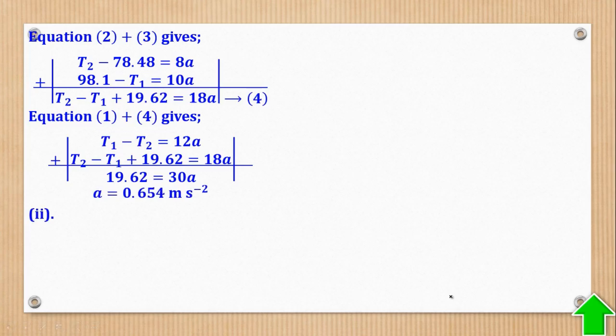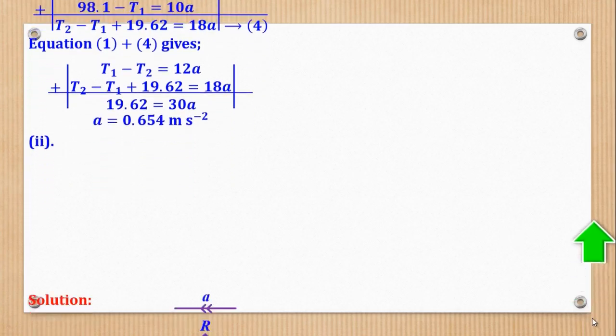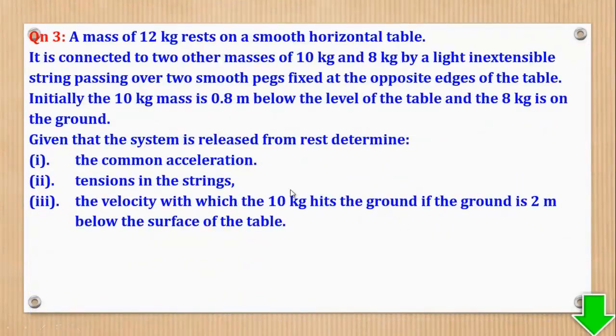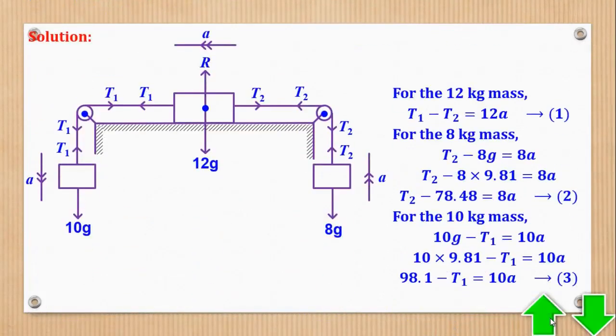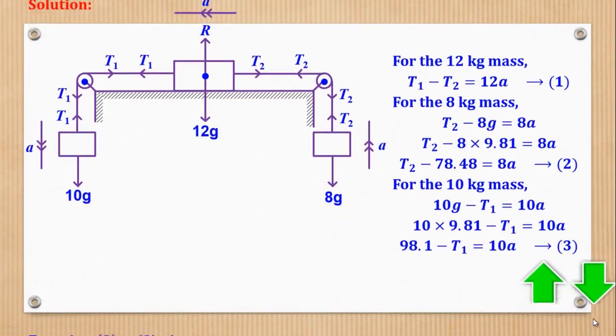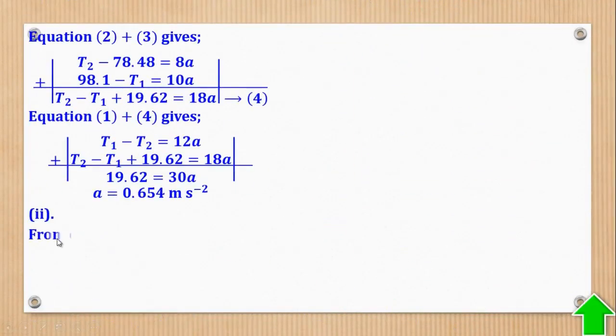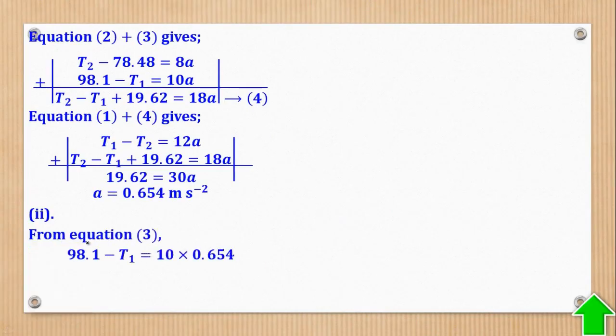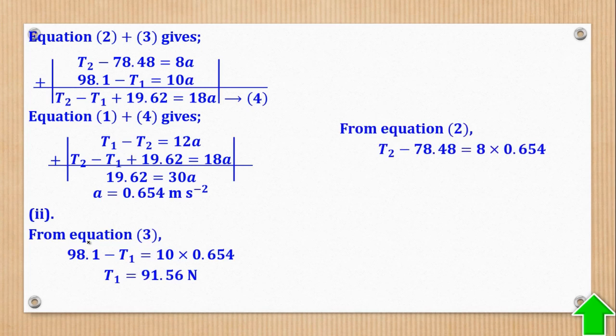That was part one. What about part two? In part two, they want the tension in the strings. From equation 3, we can substitute for a and get the value of T1. What about from equation 2? Substitute for a to get the value of T2. And that was part two.